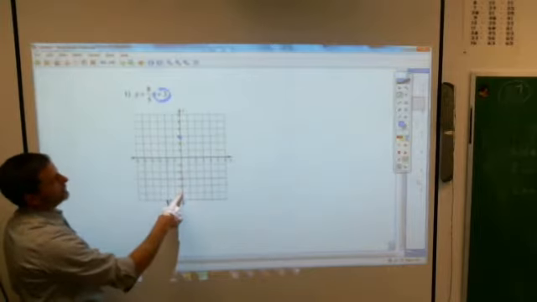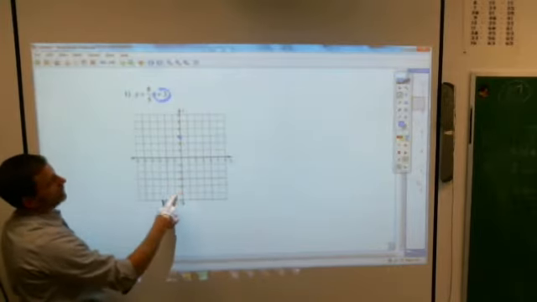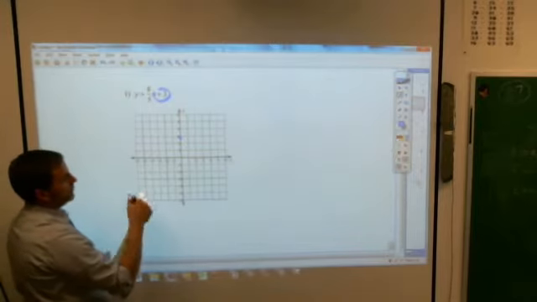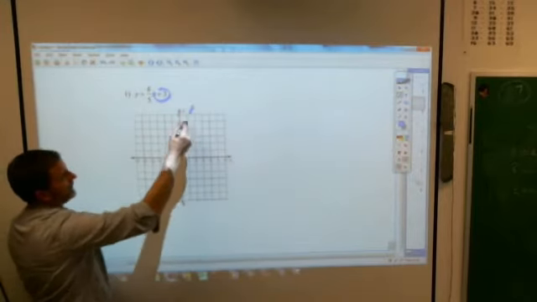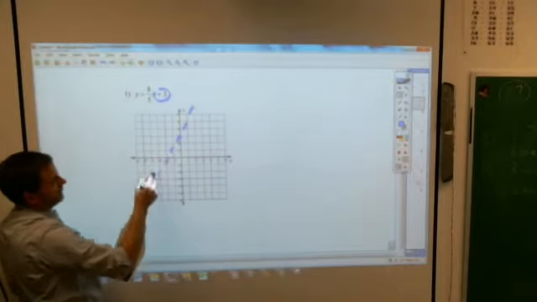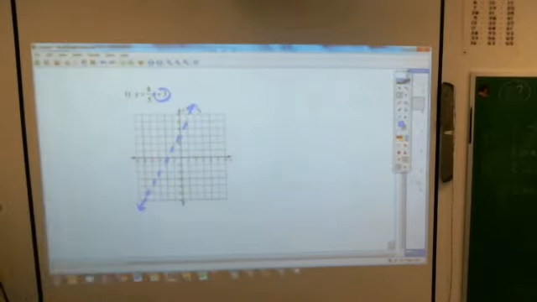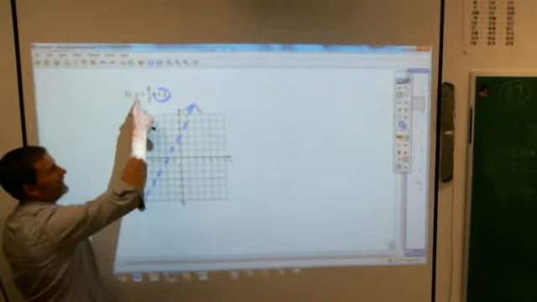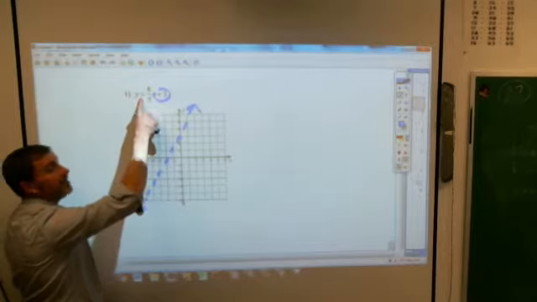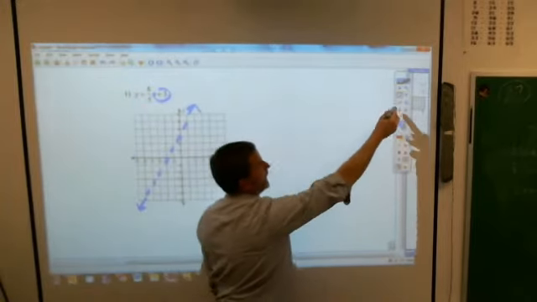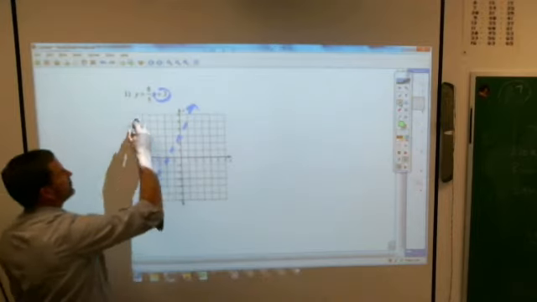It is positive, so I need the line to go up, so I have to go 1, 2, 3, 4, 5 this way. It is not an equal sign, so it has to be a dashed line. Technically, you should put arrows because it goes on forever. And then y is greater than, so you shade the top side. Greater than is top. And it looks as such.